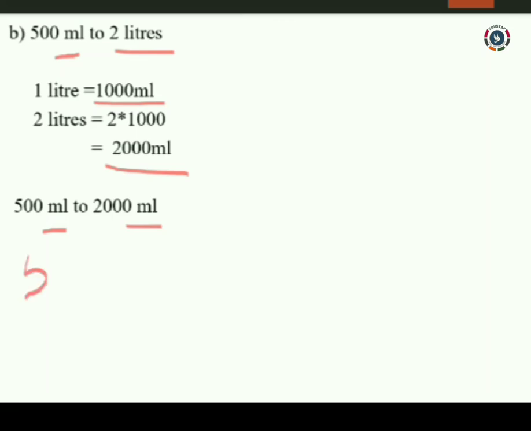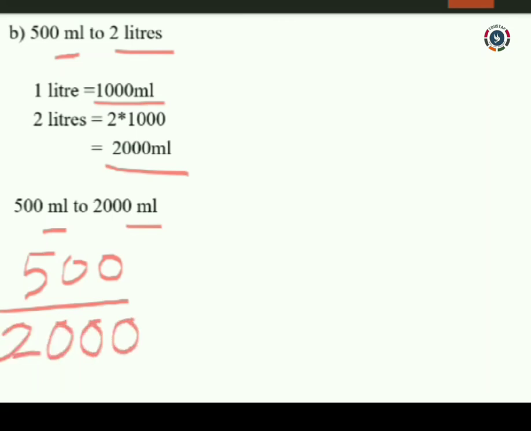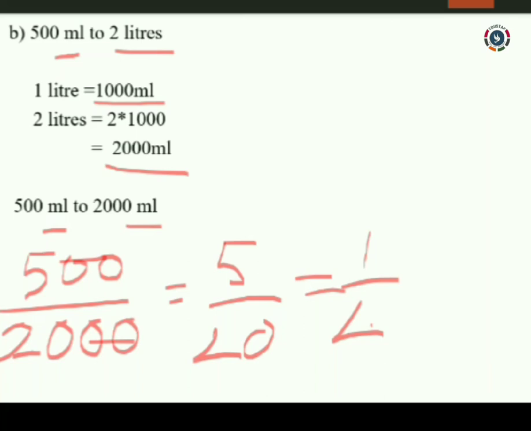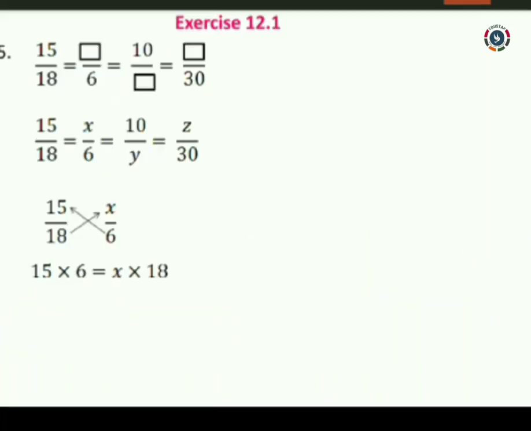First step, you have to write it as a fraction. So 500 divided by 2000. Shall I cancel the zeros? 2 zeros cancel. Next you have 5 by 20. Both are divisible by 5, right? So you will get the answer as 1 by 4, which is equal to the ratio 1:4. So 500 ml to 2 liters is equal to the ratio 1:4.